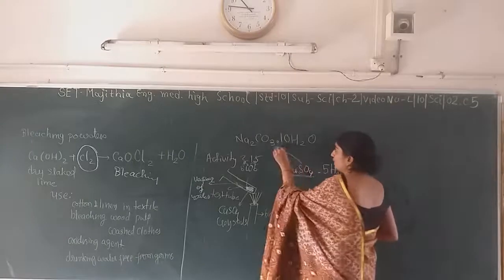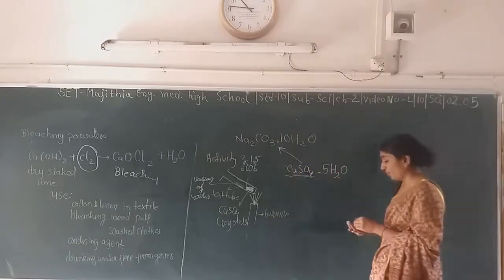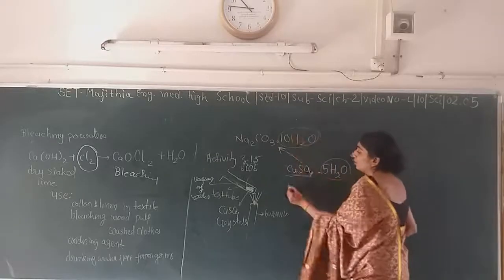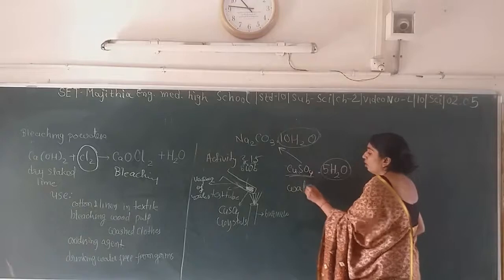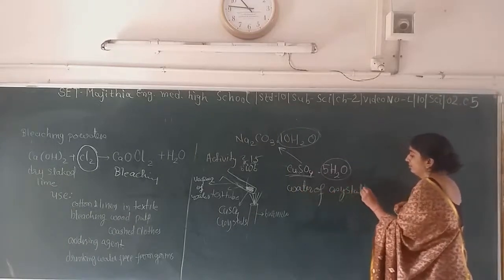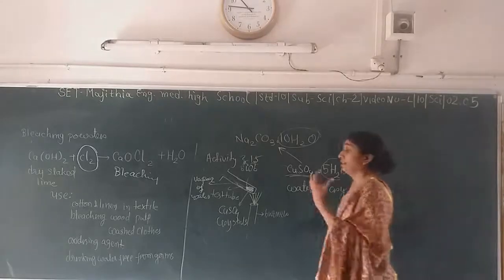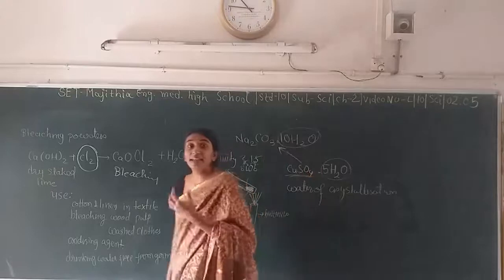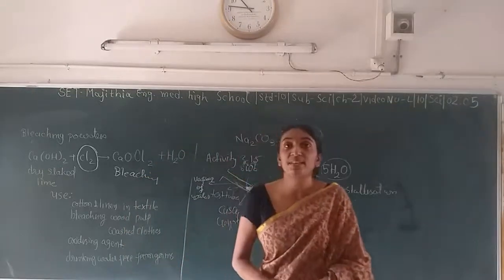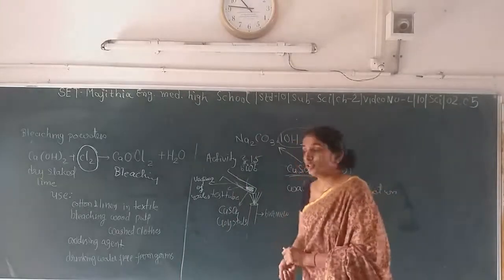The same should be true for Na2CO3·10H2O. This water is called water of crystallization. When the crystals were made, at that time a certain amount of water was also attached to it. Therefore, it is called water of crystallization.